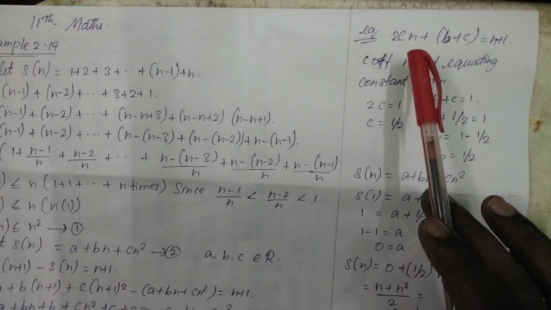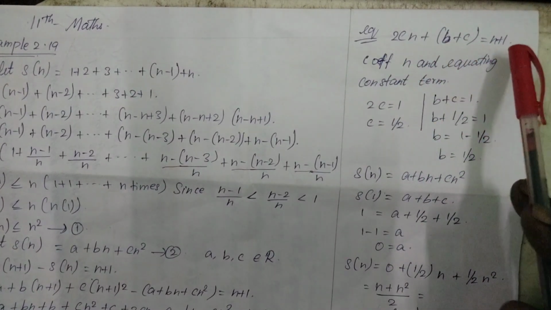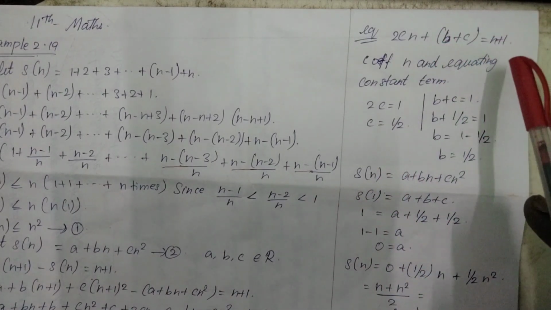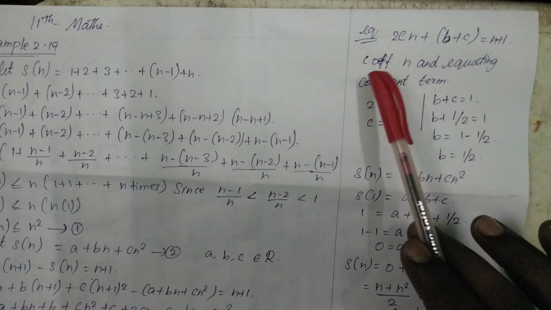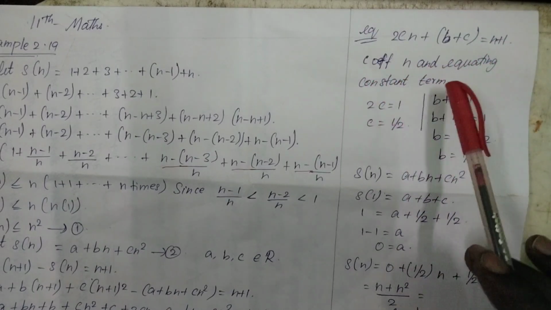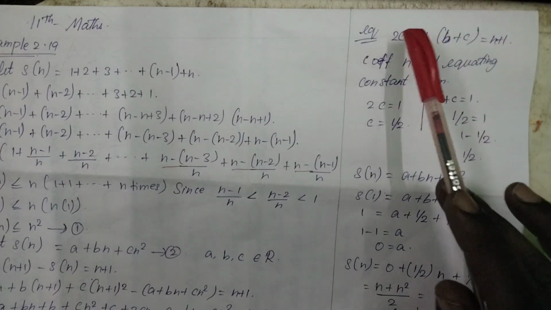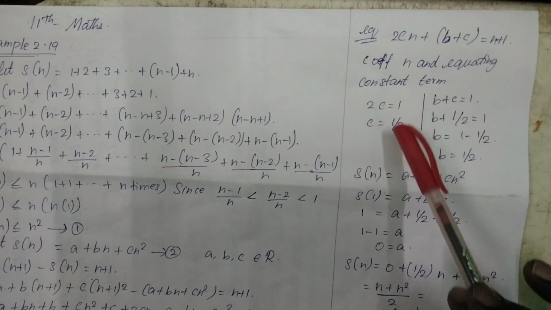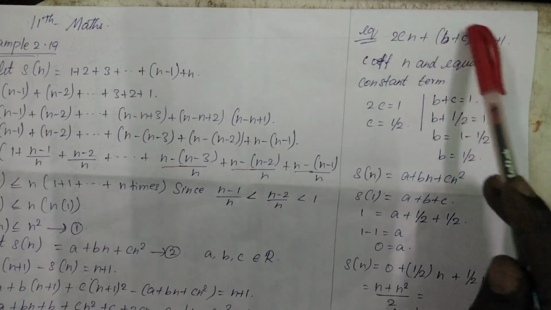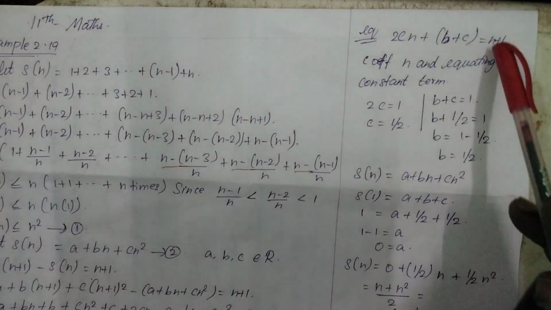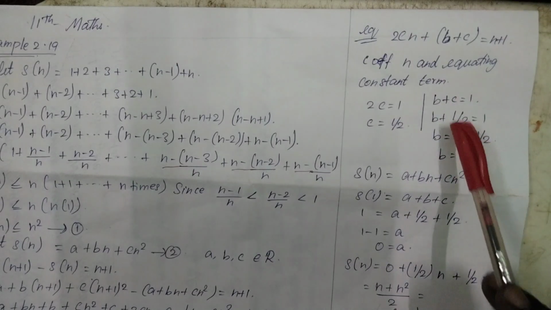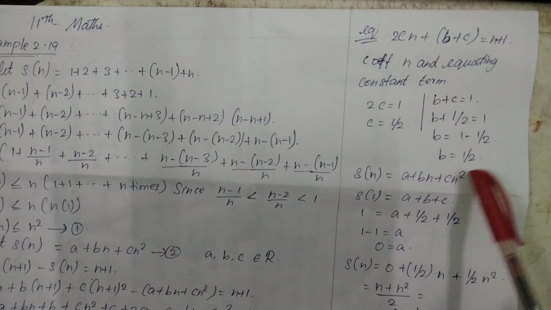So now we have 2cn plus b plus c equal to n plus 1. We separate the 2cn and the constant b plus c, because on the other side we have an n term and 1. So compare the coefficient of n and the constant term. Here the coefficient of n is 2c. Here the coefficient of n is 1. So 2c equal to 1, c equal to 1 by 2. Here b plus c is considered as a constant term. Here 1 is a constant term. So b plus c equal to 1. The c value is 1 by 2, then minus 1 by 2, b becomes 1 by 2.